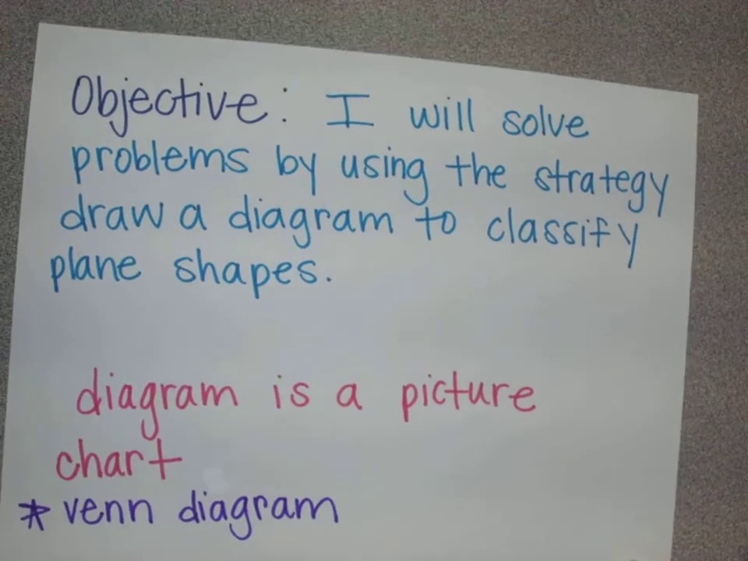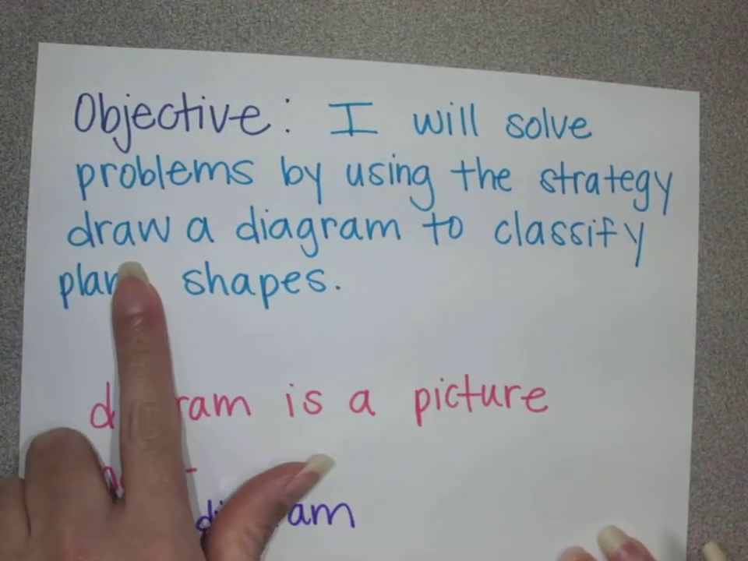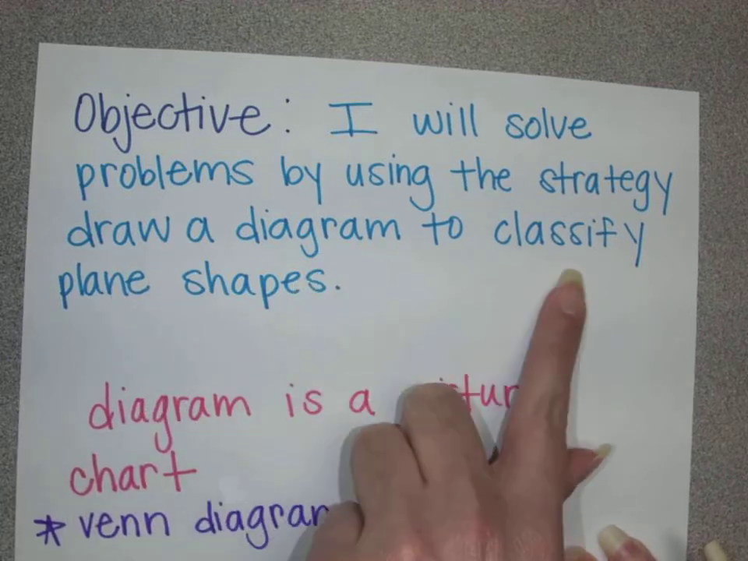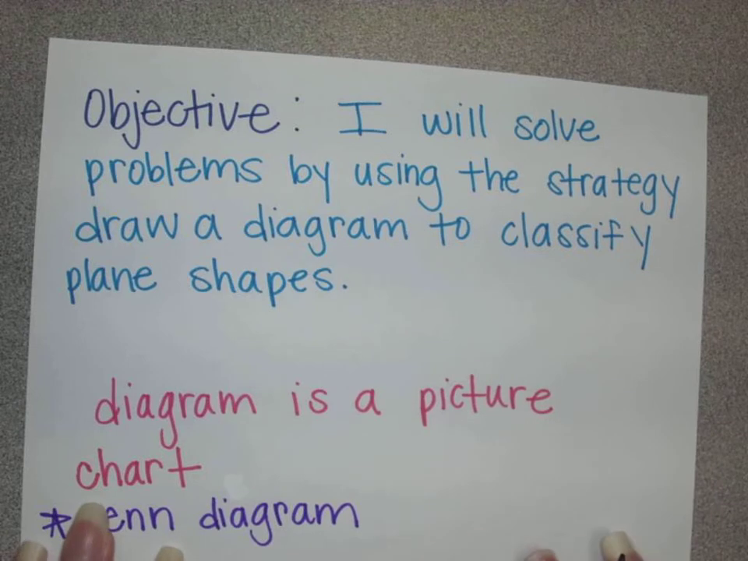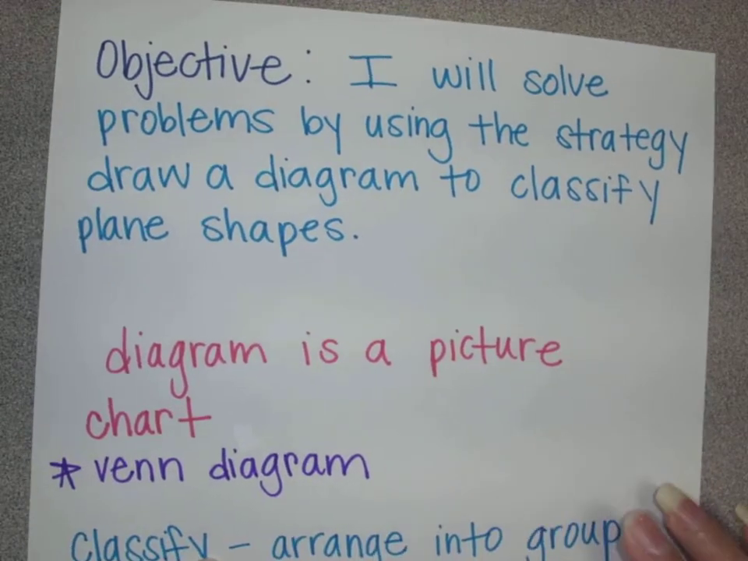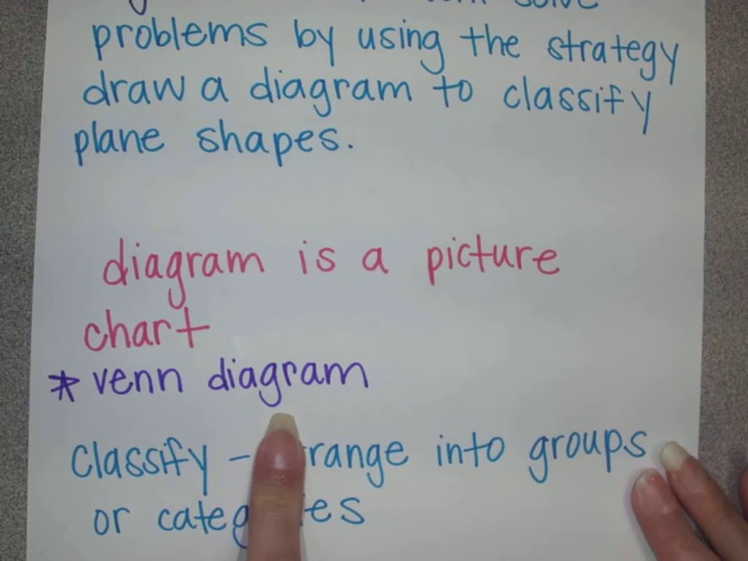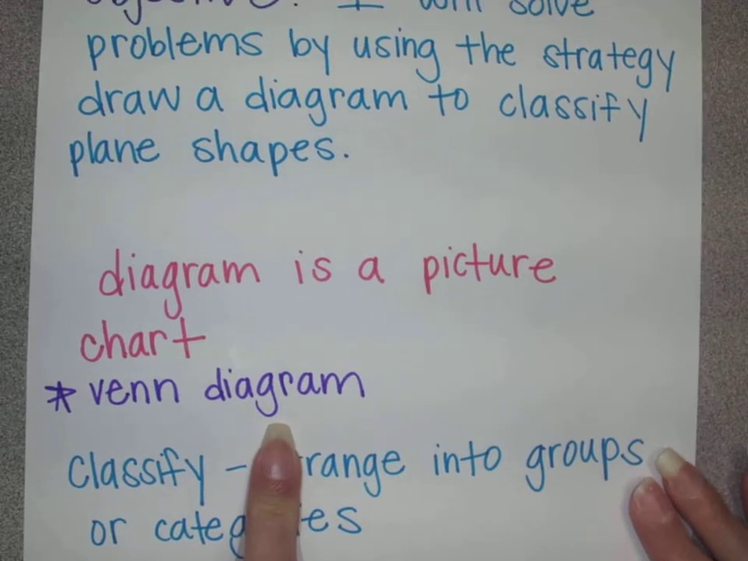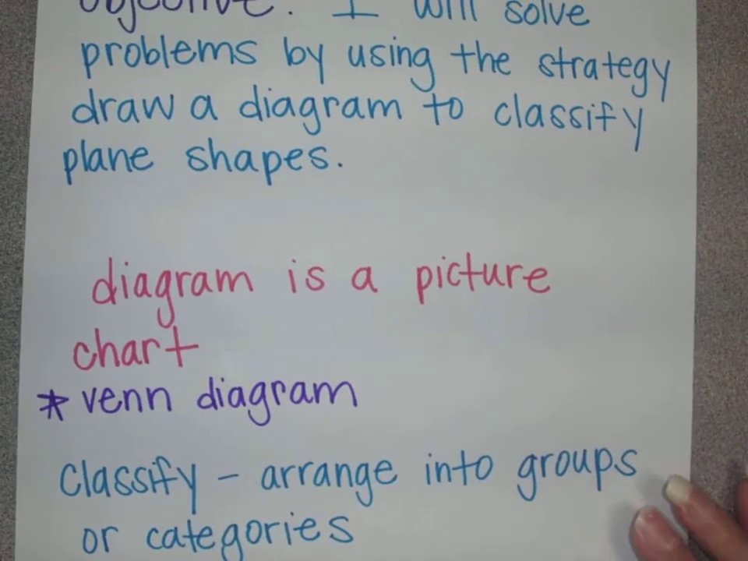All right, guys, our objective is: I will solve problems by using the strategy draw a diagram to classify plane shapes. The strategy that we're going to use is a diagram. We're going to use something called a Venn diagram today. Now remember some other words in math when we talk about diagram. Another word is picture or a chart. Those are all examples of diagrams.